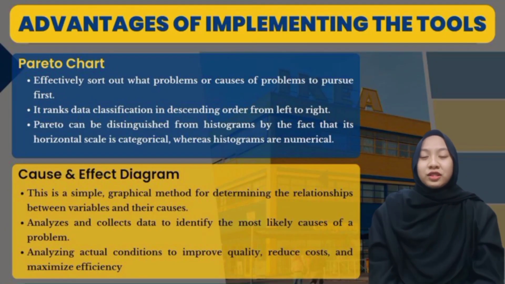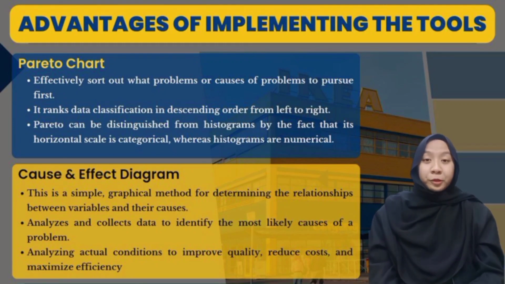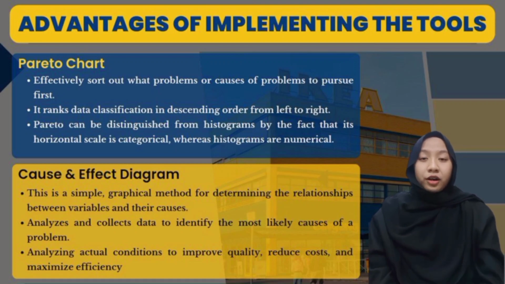So in IKEA, they use the Pareto chart. The advantage of the Pareto chart is that it effectively sorts out which causes of a problem to pursue first. It ranks data classification in descending order from left to right, and Pareto can be distinguished from a histogram by the fact that its horizontal scale is categorical, whereas histograms are numerical.